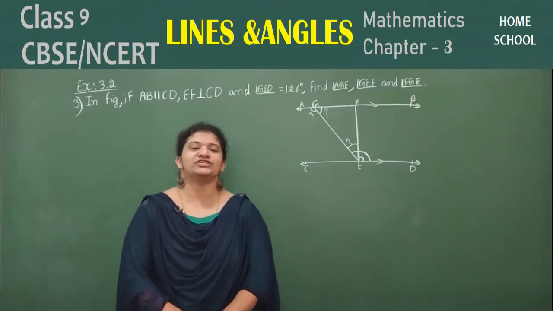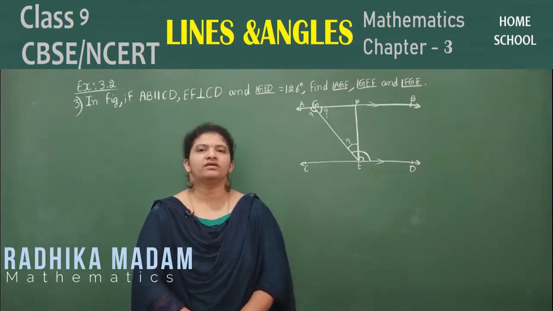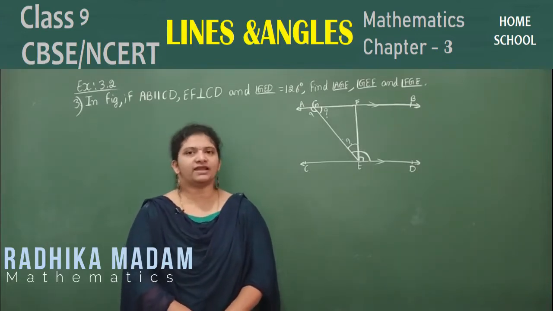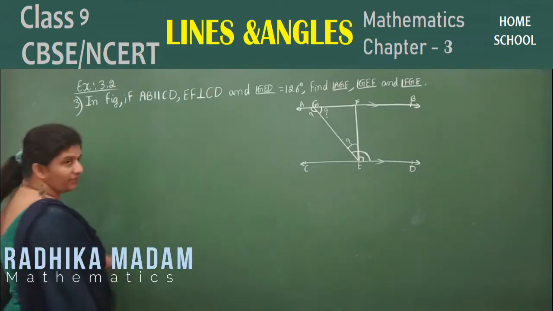Homeschool. This is your next session of your class 9 mathematics NCERT or CBSE. This is your third chapter, lines and angles, and your exercise 3.2. Let's start with the third problem.